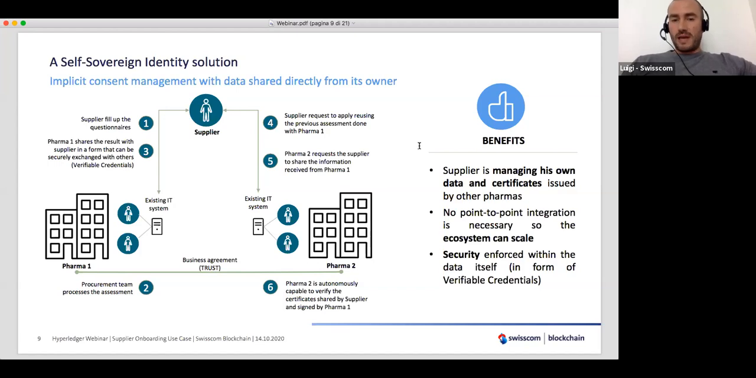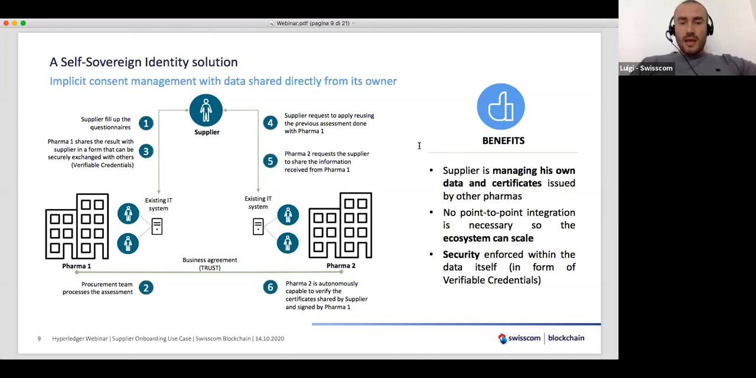So Pharma 2 will be capable to validate if the data has not been manipulated, if the data has not been revoked by Pharma 1, and also if the data is consistent with the information that the supplier provided to Pharma 1 at the moment of the assessment.